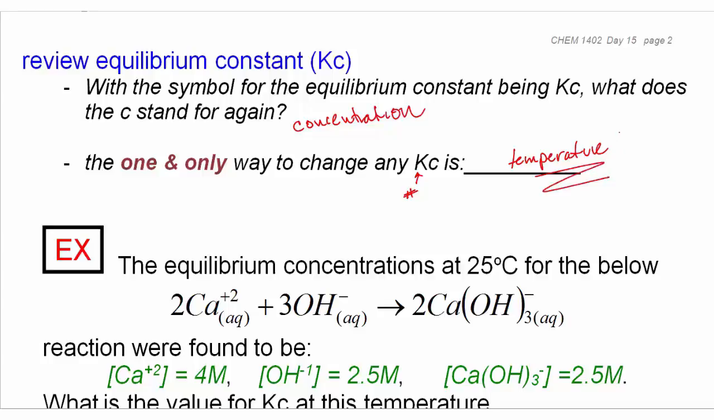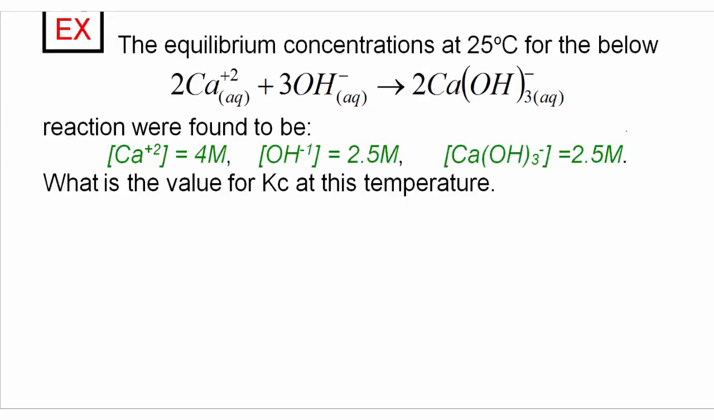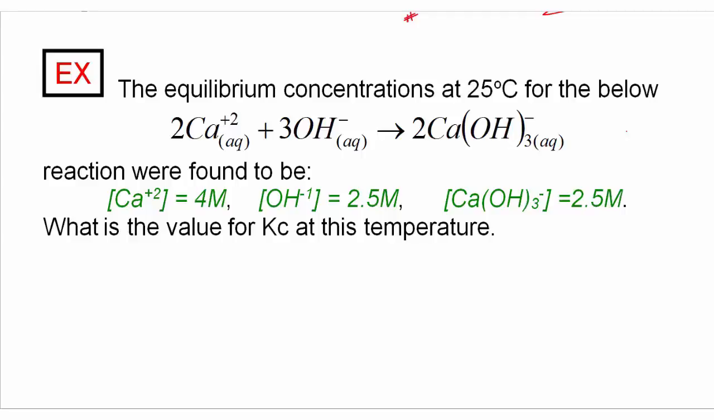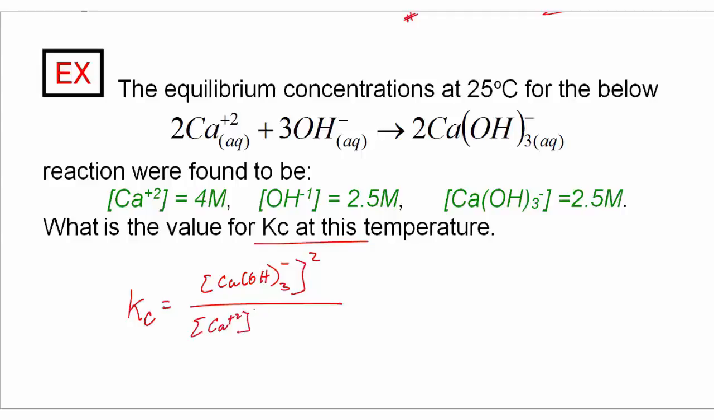Okay. The equilibrium concentrations at 25 degrees Celsius for the below reaction are found to be. What is the value for Kc at this temperature? Now, don't get into the mode of wanting to do ICE all the time, right? This isn't asking for what's the equilibrium composition. It's asking for what is Kc? Well, write an expression for Kc. Products over reactants. Calcium hydroxide has to be squared, divided by the calcium ion, and that's squared, and hydroxide concentration, that's cubed.